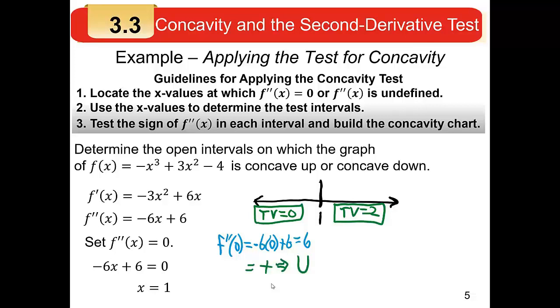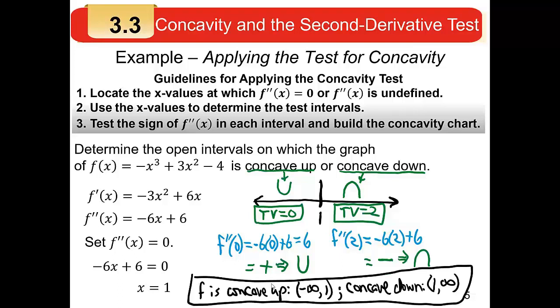Well, 6, of course, is a positive number. Positive means that the function is concave up or holding water. So you might label it that way, concave up to the left of 1. Then you move to your test value on the right side of 1, which we chose as 2. Plug that in, do the arithmetic, and you end up with minus 12 plus 6, which is obviously negative. That's concave down. So to the right of 1, the function is concave down. Since there's only one number to test, you only have to test 2 intervals.